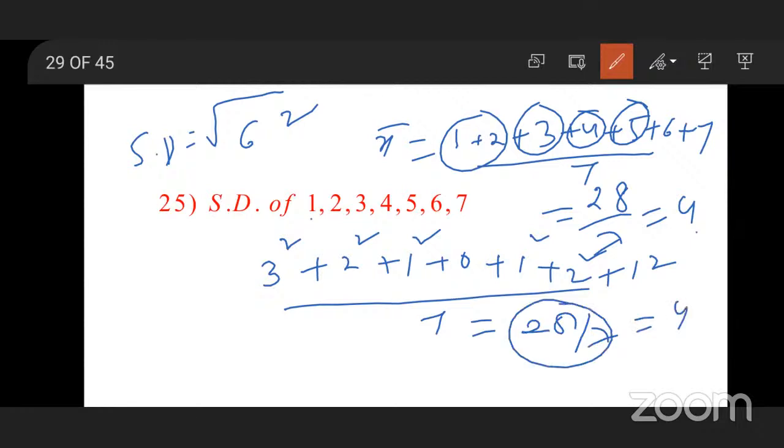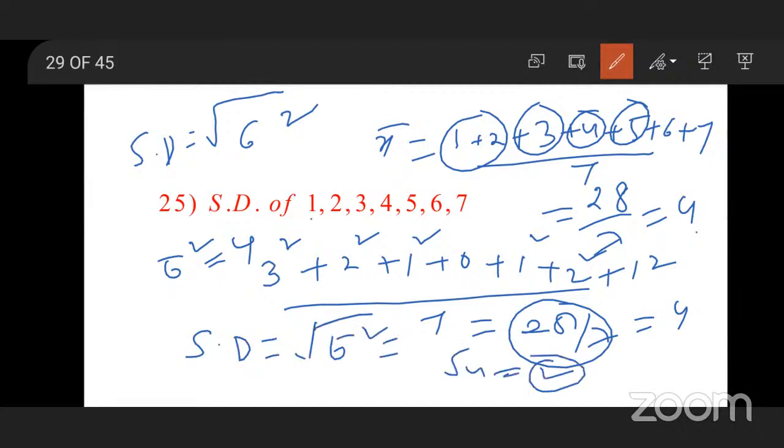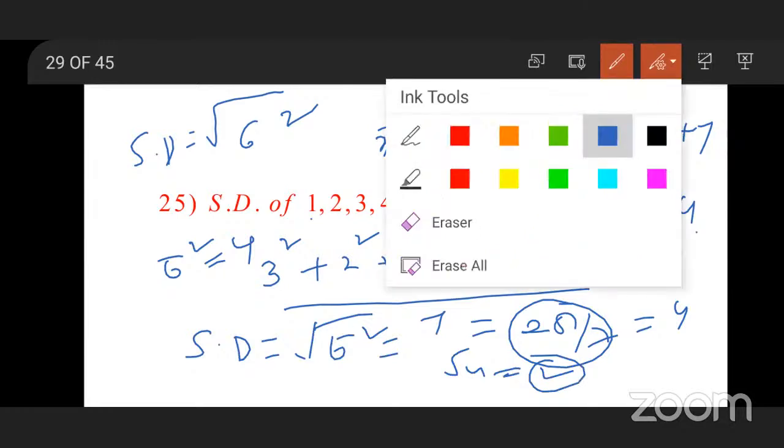28 by 7 is equal to 4 only. Therefore sigma square is equal to 4 only. What do you want? You want the standard deviation. Standard deviation means under root of sigma square. Sigma square value is equal to 4. Root 4 is equal to 2, which is our answer. Simple. What is the formula? The formula is standard deviation is equal to under root of variance only. How to find variance? 1 by n into sigma xi minus x bar whole square. This is the correct solution of the given problem.